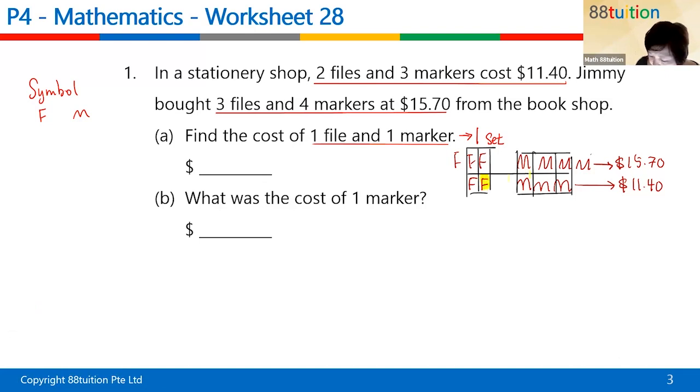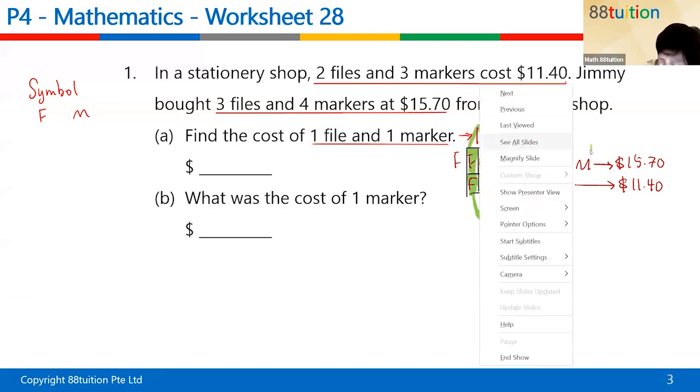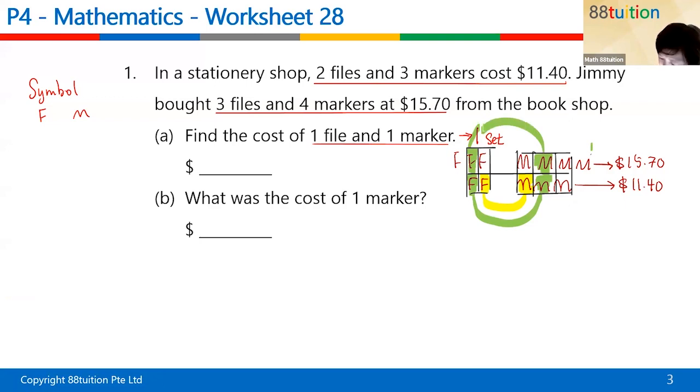May I do as highlight? Can I say 1F and 1M? I call it one set. I have another color. Probably I'll do this. Here to here, I have one set. Correct or not? So this one also, I put it here, 1, 1. It's called one set. Okay, I put back the yellow here. This and this is called one set. Am I right?